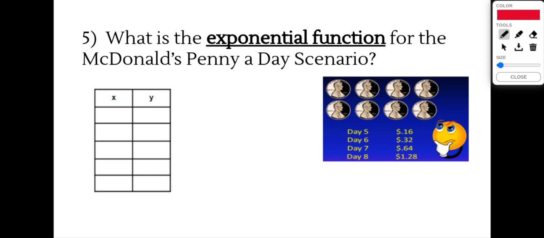So in order to write a function rule, it makes it really easy if you start with a table. So I'm just going to go ahead and plug some numbers in there. There's my 0, 1, 2, 3, 4. And think, on day 1, you would be paid 1 penny. On day 2, it doubles. You're paid 2 pennies. On day 3, it doubles. You're given 4 pennies. On day 4, it doubles again. You're given 8 pennies. And this, right, it happens for the whole month. So let's see if we can write an exponential function for this scenario. So here's A times B to the power of X.